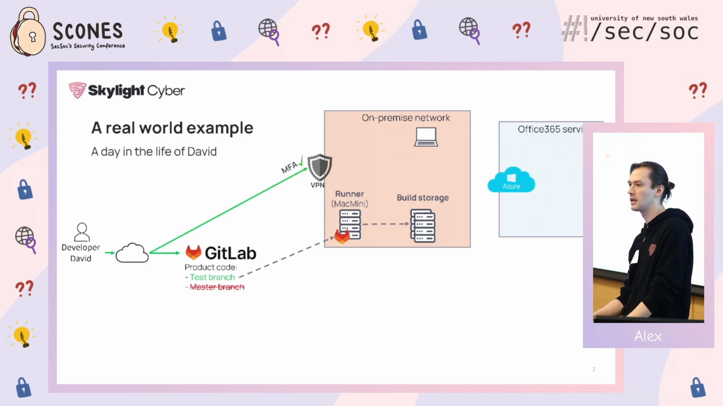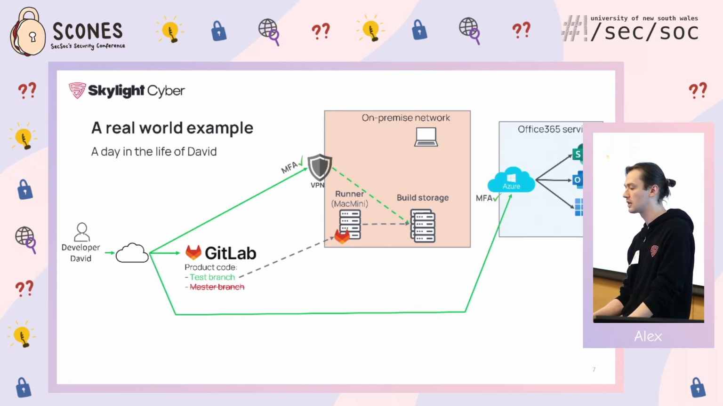He also accesses the network over a VPN, and so he can get back to his test outputs if he ever needs them. And he can get access to Office 365, Azure resources, his email, SharePoint documents, things like that. This is all he really does.